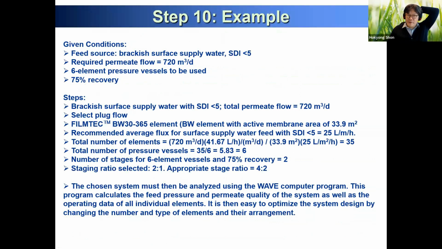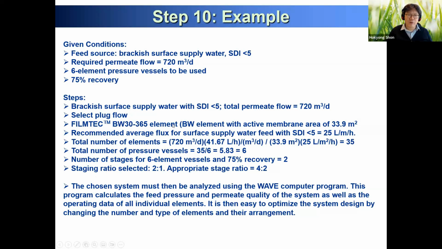You remember initially, let's say we want to have a brackish water, surface water quality, SDI less than 5, and the required permeate flow is 720 cubic meters per day. And this is the 6-element pressure vessel we want to use, and 75% recovery ratio. So let's go through steps 1 to 10. We go one by one.